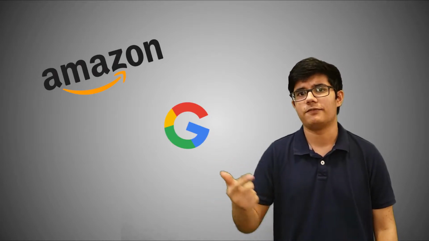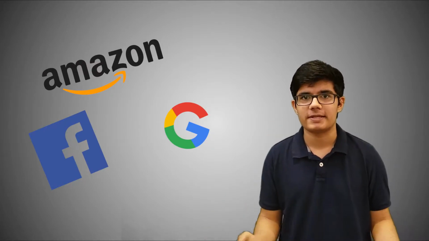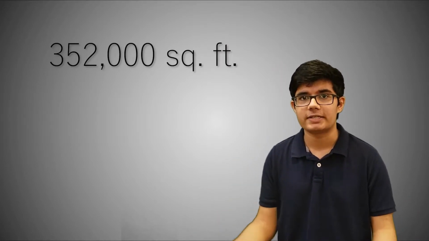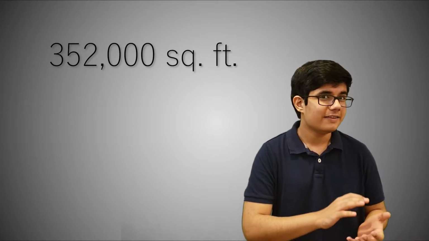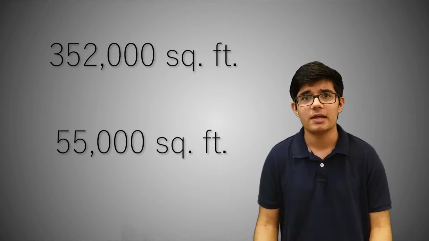Data is a big deal in computer science. Companies like Google, Amazon, Facebook have huge, and I mean huge databases. To put it into perspective, the physical size of Google's database is 352,000 square feet. Comparatively, the physical size of the White House is just 55,000 square feet.